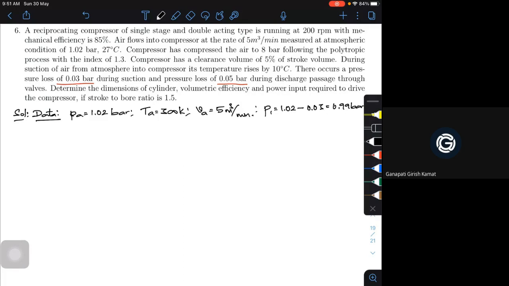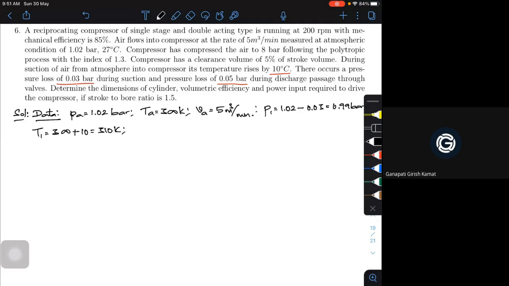Then what will be T1? T1 will be 300 plus this 10 degrees. See what is happening: your atmosphere is at 300 Kelvin, and by the time it reaches the suction there is an increase of 10 degrees. So 300 plus 10 will be 310 Kelvin.